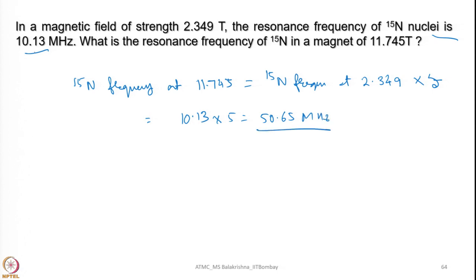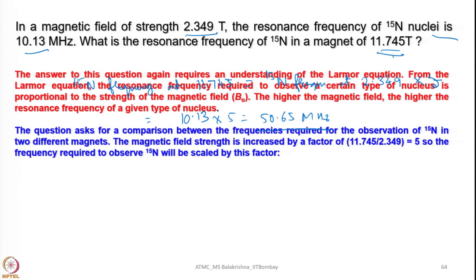If you see here, the magnetic field strength is almost 5 times, so you should be able to do that by simple calculation. So 5 times for this one, you should multiply and you get the answer. So this is the answer.